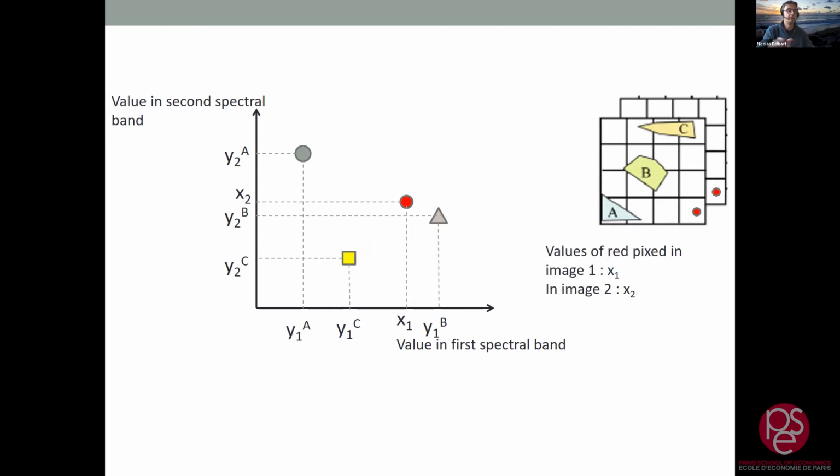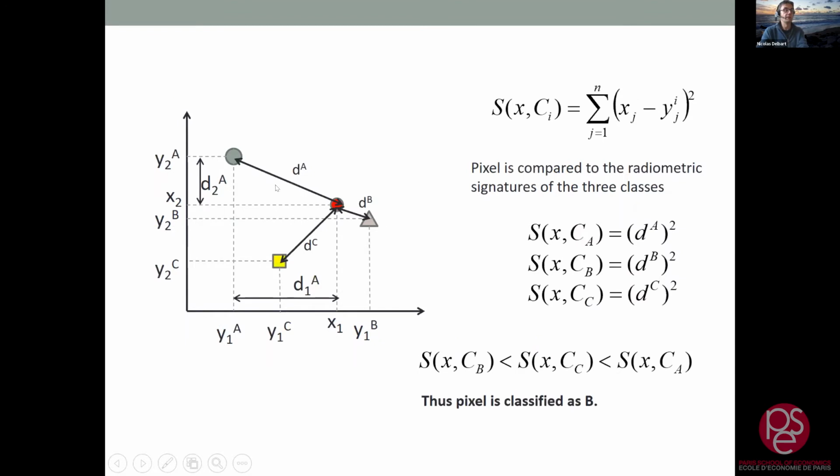And then, if we want to classify another pixel, for example, this one, this step will be done for all the pixels of the image. What the computer will do in terms of calculation is to calculate the Euclidean distance between this pixel and each of the barycenters.